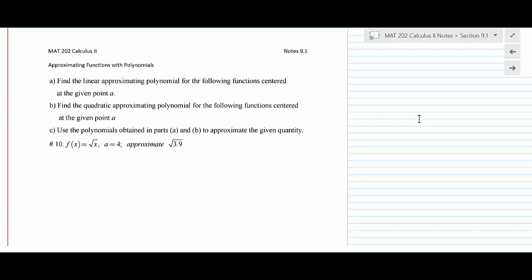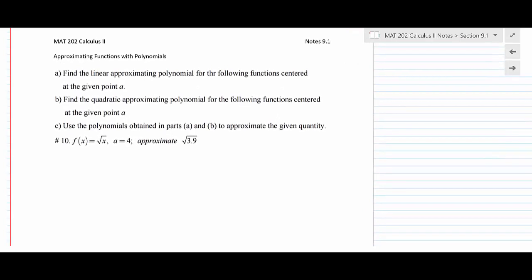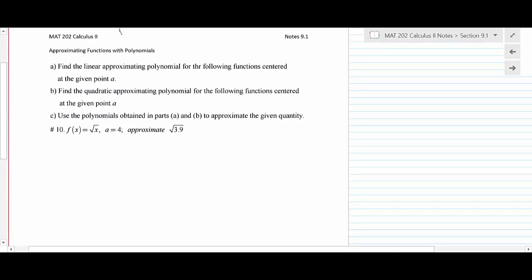Okay, so this is kind of a good way to start getting a handle on this formula here, and I think this will help you understand geometrically what's going on in that quadratic approximation. So we're going to do these things. First of all, we've got square root of x, a is equal to 4. We're going to approximate 3.9. The goal on this problem is to do a linear approximation for 3.9, very similar to what we did on the square root of 26. And then we're going to do a quadratic approximation on that.